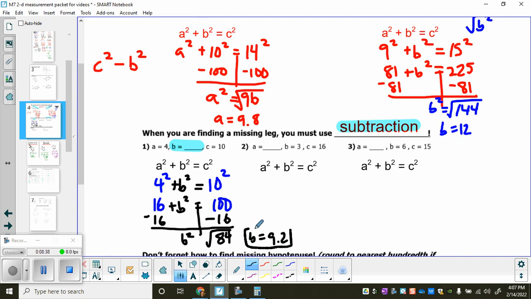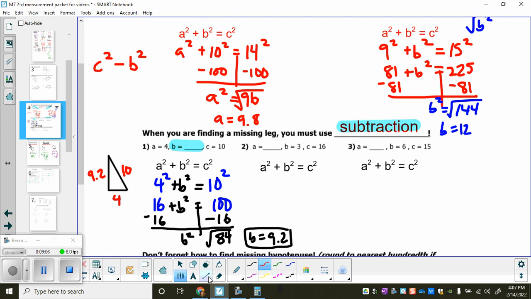No, I want to wait to the end to get this answer to draw the right triangle. If A is 4 and B is 9.2, if I put this as A and that's 4, then 9.2 definitely needs to be longer. And so A is the shorter side here, so that's the 4. We just found B is 9.2.